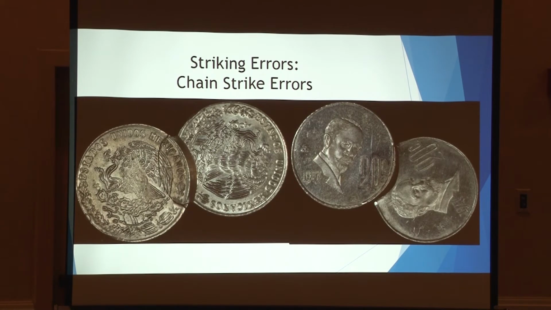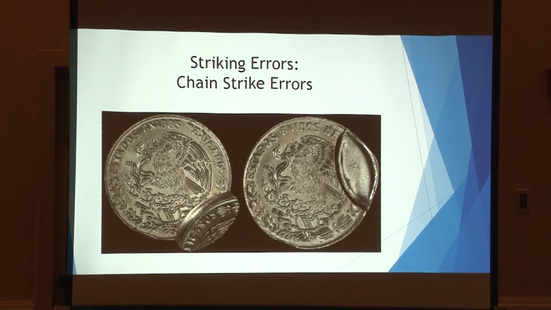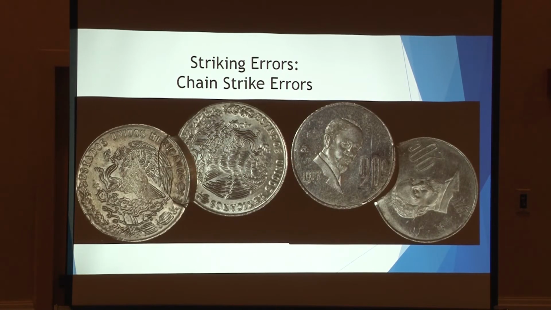A chain strike error means that a coin wasn't fully ejected from the die. Another planchet gets fed in, and so the coins are struck together. It's a very rare error. But what ends up happening is the part that was struck into the coin is blank. So you have an indent piece, and the other piece has a double strike. And it's very rare to actually find pieces that are chain strikes, because most of the time the pieces get separated or one gets caught and one gets out. But if you do find them, they fit together, and it's incredibly rare.